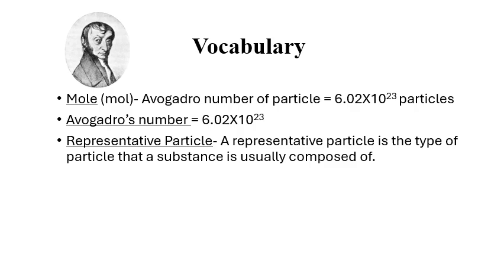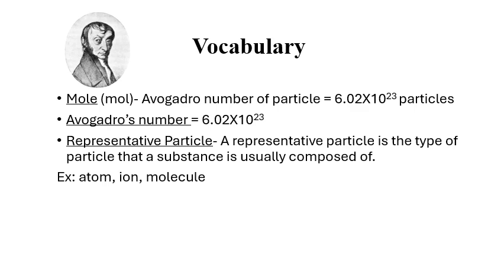And a mole consists of representative particles. What that means is, a representative particle is the type of particle that a substance is usually composed of. That can be atoms or ions or molecules. So this mole serves as a bridge between the microscopic scale and the macroscopic scale, because scientists cannot work with tiny particles. Atoms are very microscopic, right? So scientists cannot work with atoms in the laboratory. So the mole serves as a bridge between the molecular scale and the real world scale.